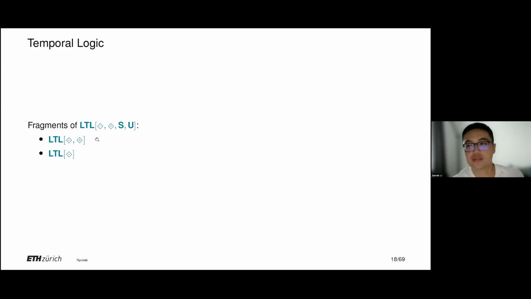And if we restrict the temporal operators available to the logic, we can get fragments which are less expressive. For example, if we remove the since and until operators, this results in something called unary temporal logic, which is less expressive than the complete one. And in this paper, we introduce a fragment that's even less expressive, which only has the past operators. And we will show this is exactly the expressive power of the transformers under our investigation.